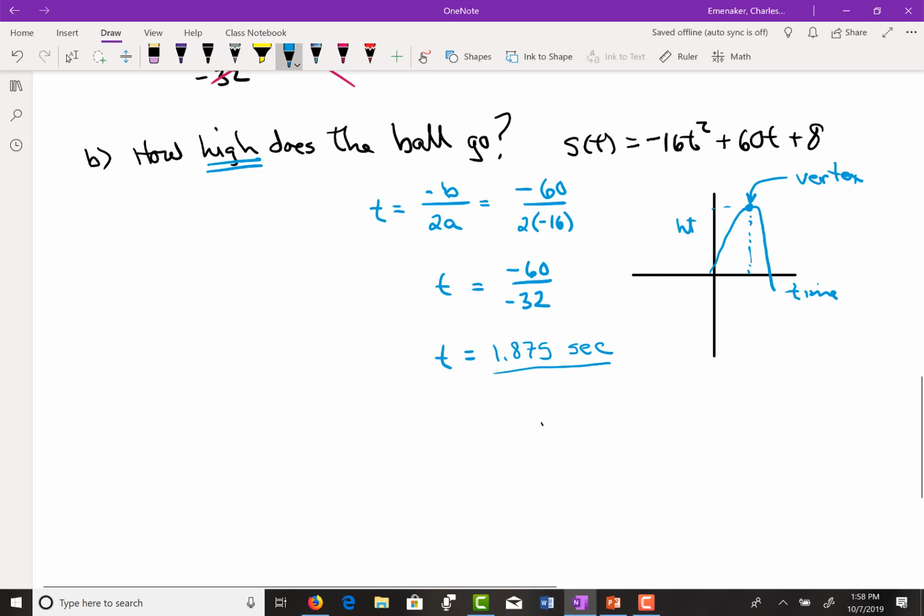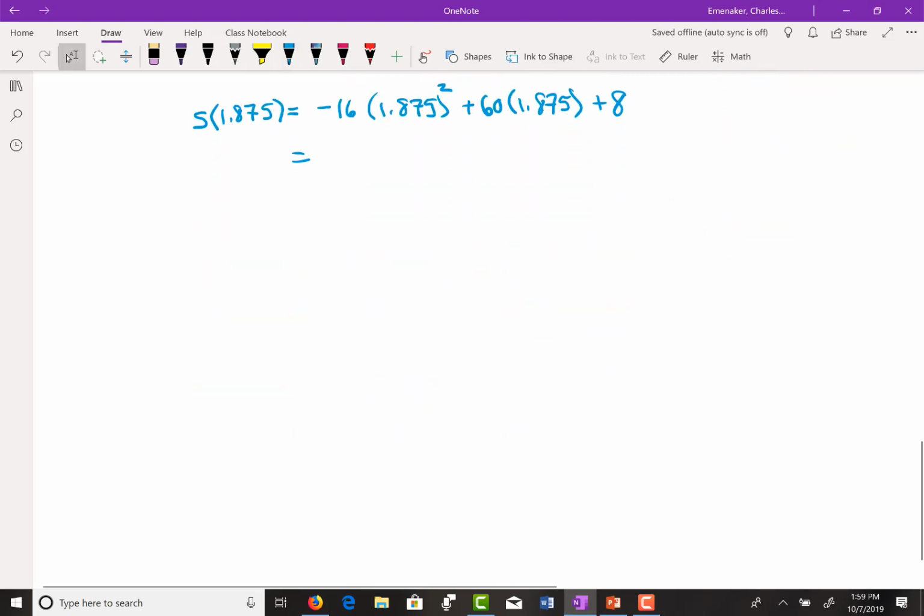You plug it into the formula. Well, we want to know the height at 1.875 seconds. So that's going to be negative 16 times 1.875 squared plus 60 times 1.875 plus 8 equals. Are you okay crunching that out on your calculator?